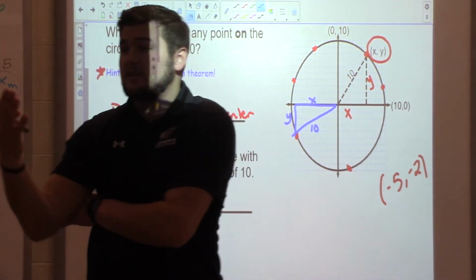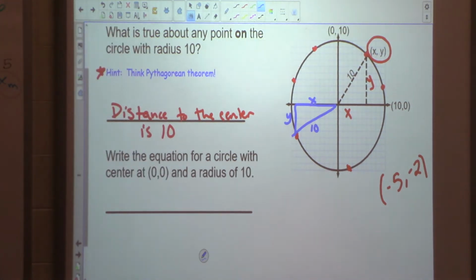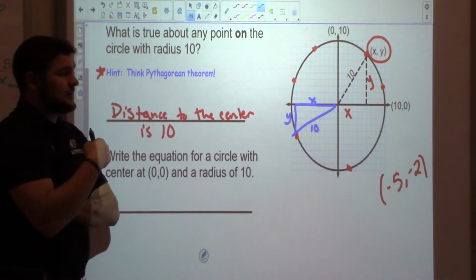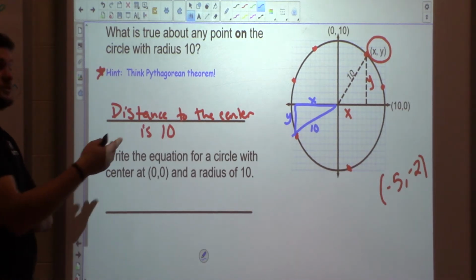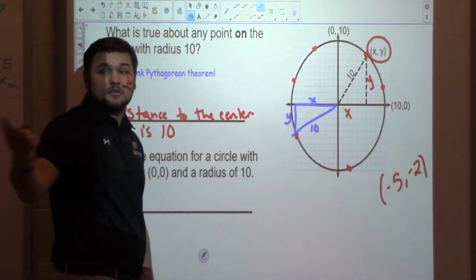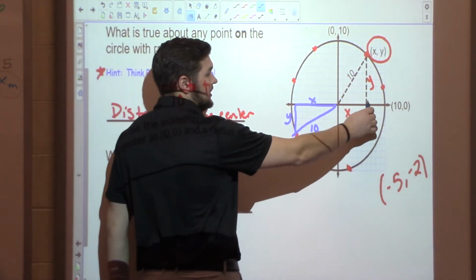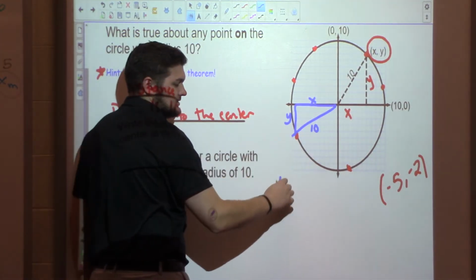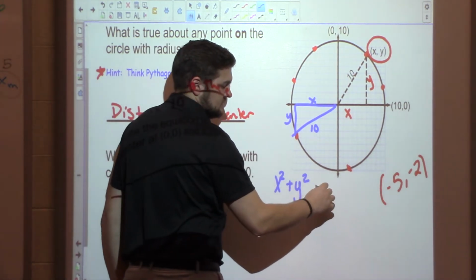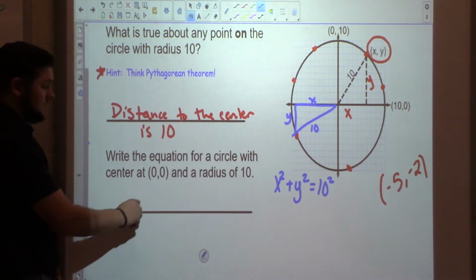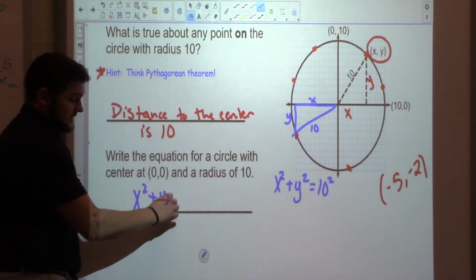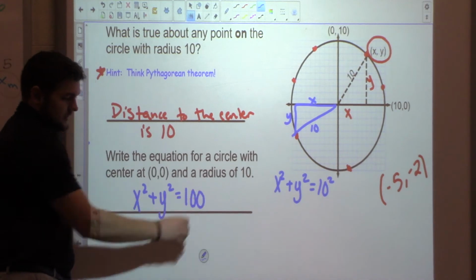Well, if I was to use the Pythagorean Theorem on that triangle, what would come out of it? 10. Well, what would our Pythagorean Theorem look like? A squared plus b squared equals c squared, but like Carlina said, x squared plus y squared equals 10 squared. Right? Well, what's 10 squared? 100. So my equation is actually just going to be x squared plus y squared equals 100.